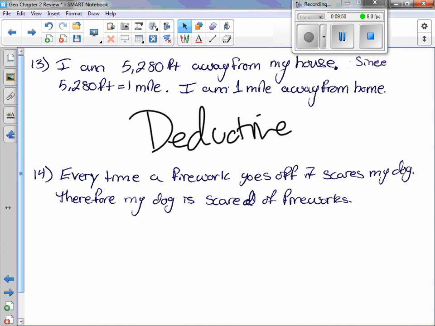14: Every time a firework goes off, it scares my dog. Therefore, my dog is scared of fireworks. That would be inductive.